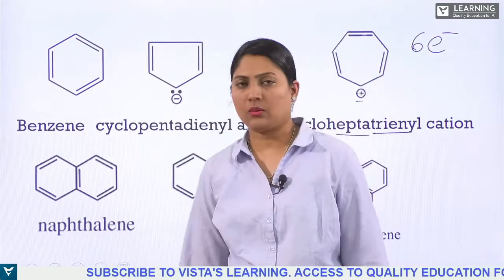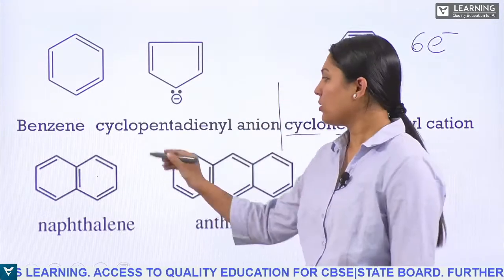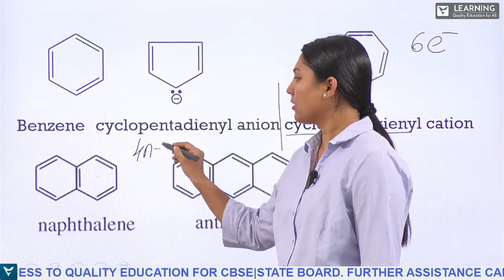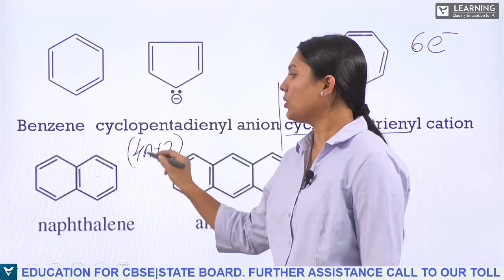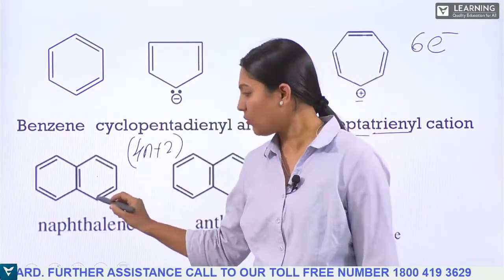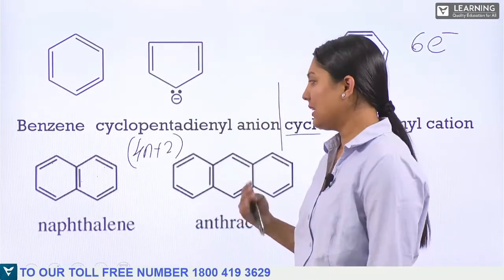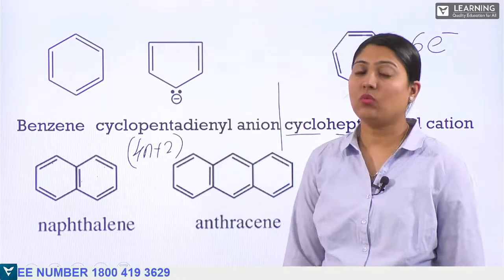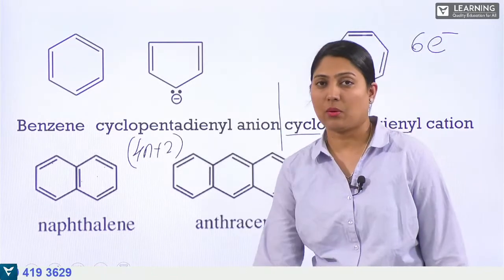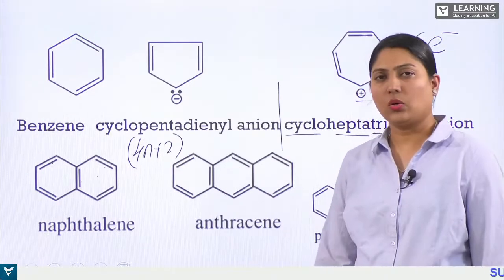Now naphthalene. If you see, 1 plus 1, 2 rings are there. So if you go with this rule, 4 twos are 8, 8 plus 2, 10. How many bonds are there? 1, 2, 3, 4, 5. So 5 into 2, that is 10. So even naphthalene will be called an aromatic compound, or it exhibits aromaticity according to Huckel's rule.